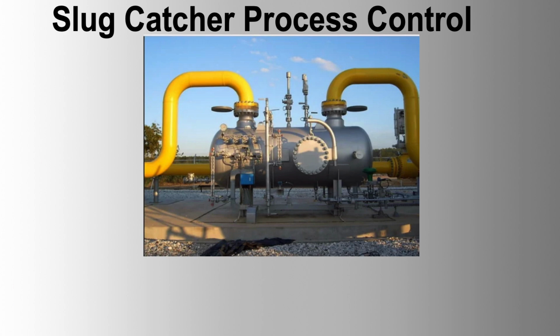Prediction horizon. Define a prediction horizon over which the controller predicts future process behavior. Optimization. At each control step, solve an optimization problem to determine the best control actions that minimize a cost function while respecting constraints. Control actions. Implement the first control action from the optimized sequence and repeat the process at the next control step.